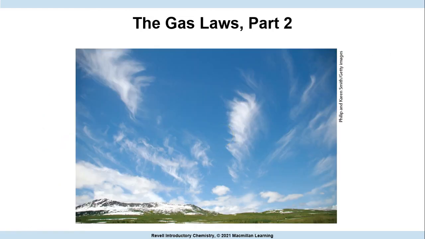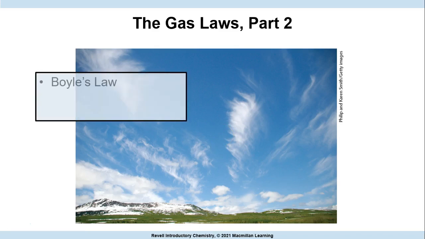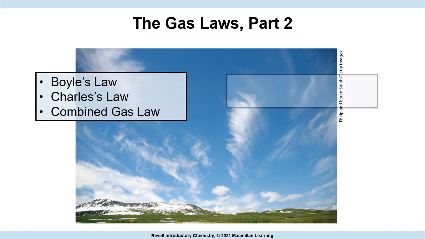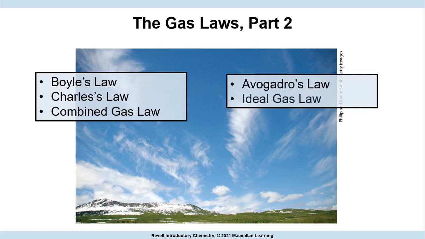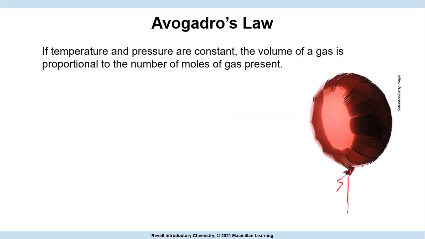Now let's look at the other gas laws. So we've already seen Boyle's law, Charles's law, and the combined gas law. Now we are going to look at Avogadro's law, and we are going to look at the ideal gas law. So Avogadro's law states that if temperature and pressure are constant, the volume of the gas is proportional to the number of moles of gas present. It doesn't matter the identity of the gas.